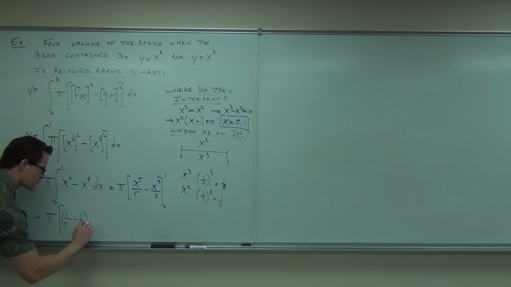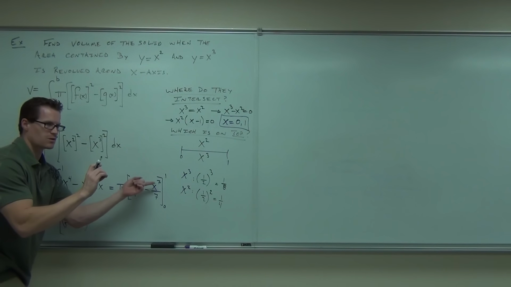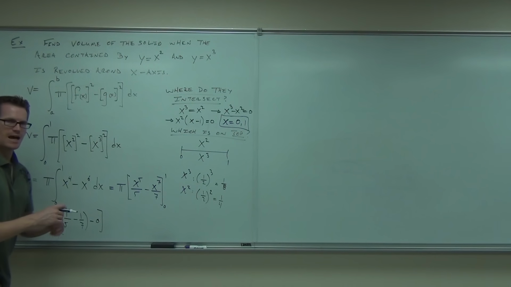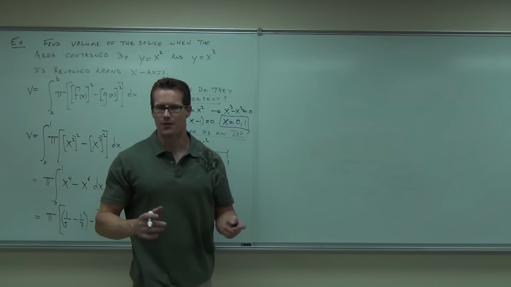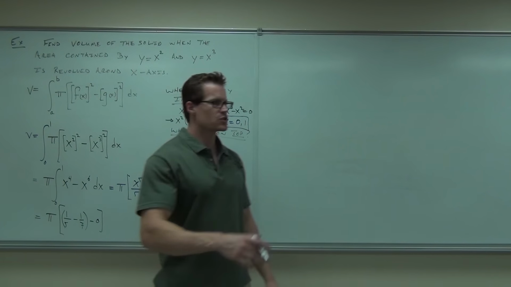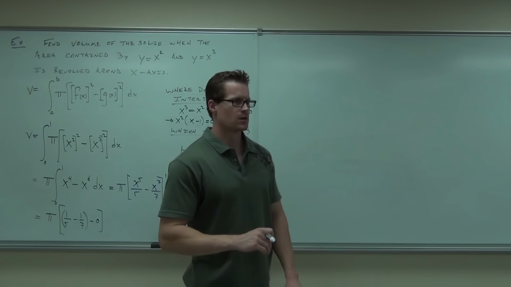And just to make sure I'm not forgetting anything, I'm going to check to plug in 0. 0 over 5, I know that's 0. 0 over 7, I know that's 0. So I'm going to write the 0 just to show that I've done it, that I haven't forgotten about it. You don't want to forget about that thing. So basically we have 1/5 minus 1/7. Do 1/5 minus 1/7 for me, please. 2/35.